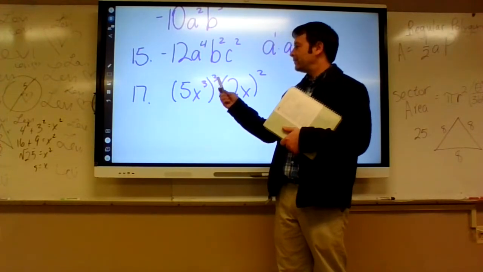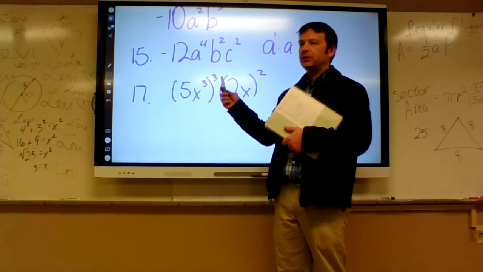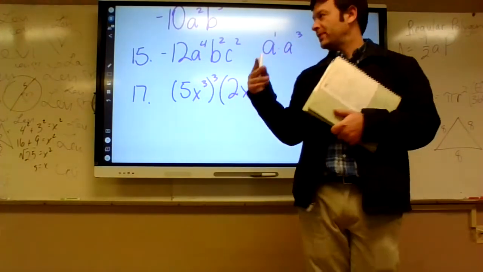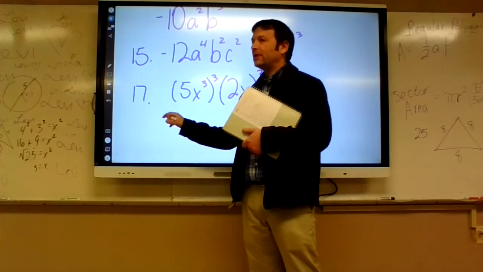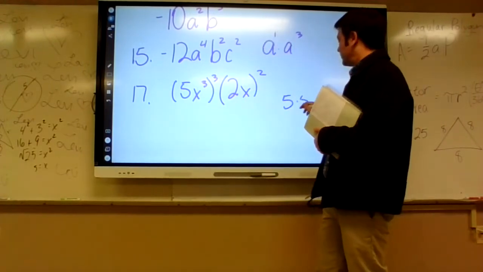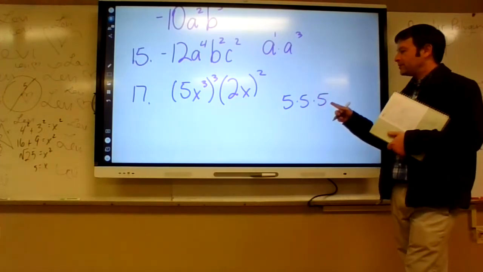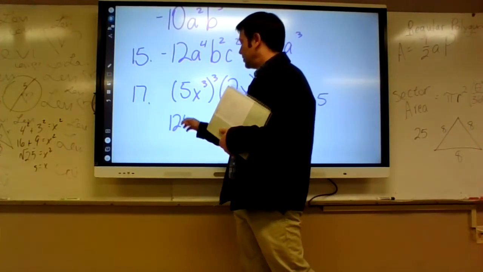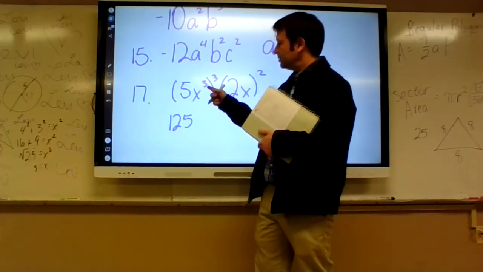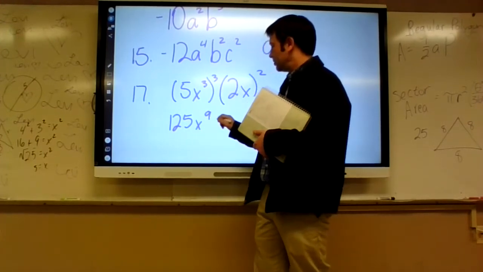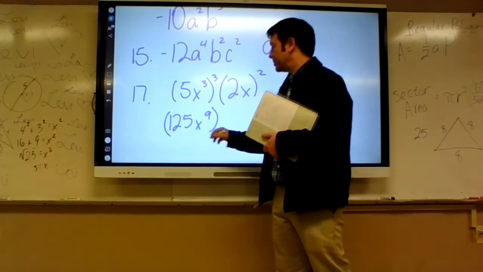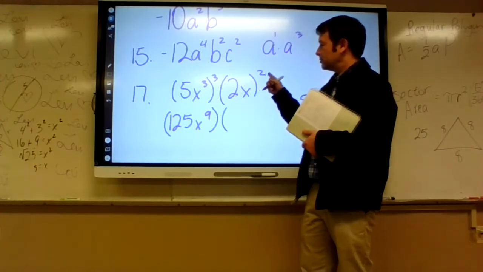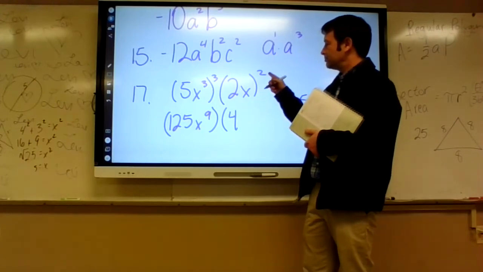Okay, 5 to the third. 5 times, we did that one at the beginning, remember? 125. 5 times 5 times 5. 5 times 5 is 25, and 25 times 5 is 125. And then x to the what? 9. And I guess I'll keep the parentheses. And then 2 squared over here, 4, and then x squared.